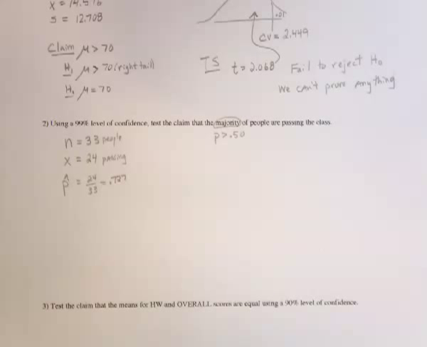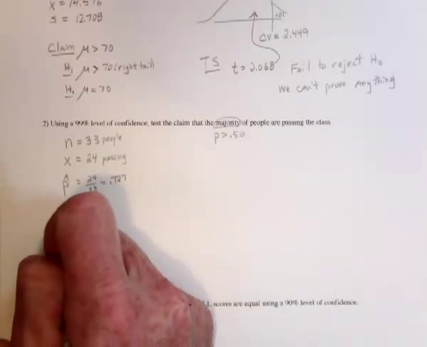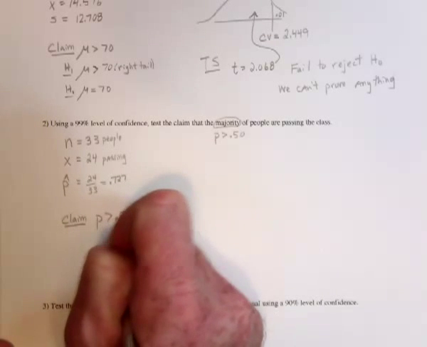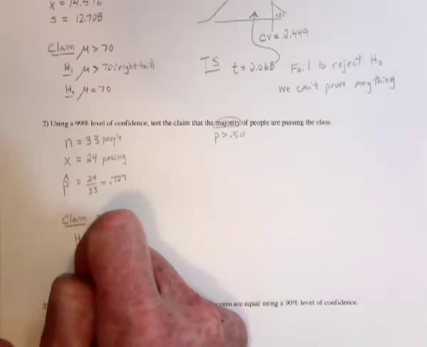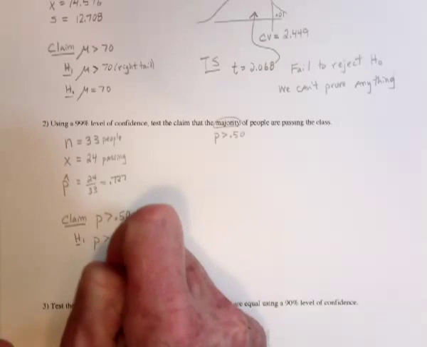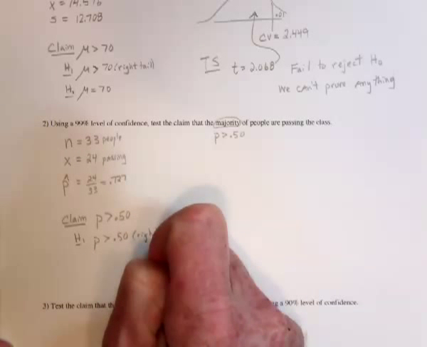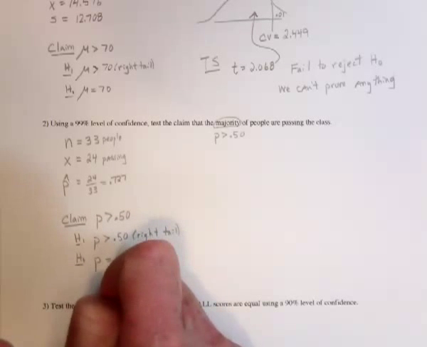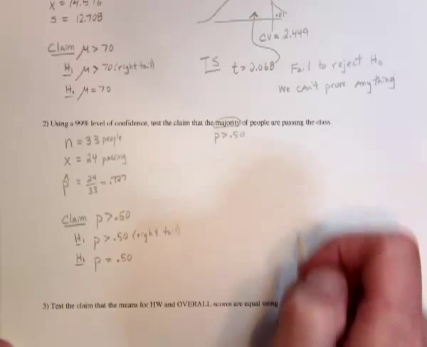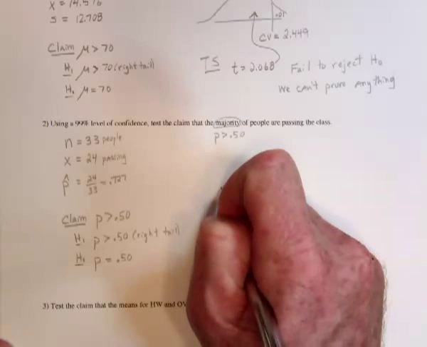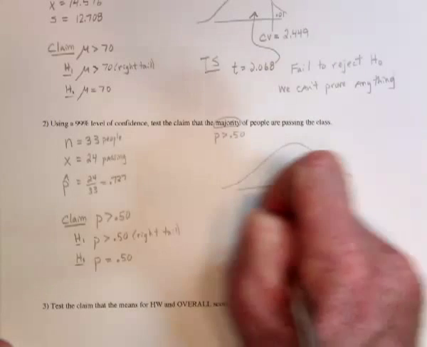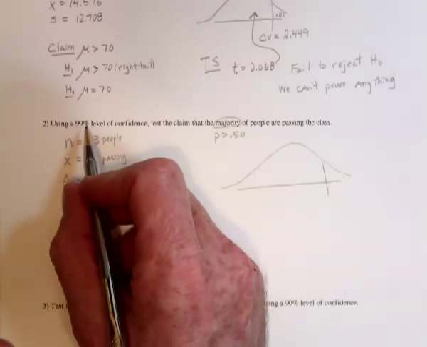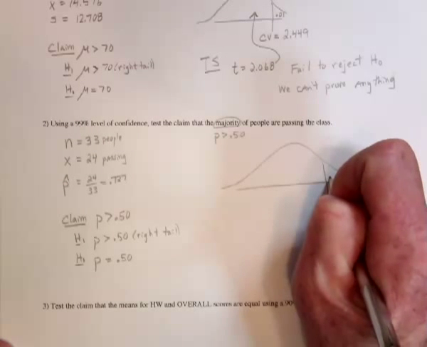Okay, then we go on to the claim. The claim is the majority, so the claim is that the percentage is over 50%. H1 happens to be pointed in the right direction, so right-tailed. And then H sub O, no matter what, has equals. And then we've got a normal distribution. This time it's same as last time, it's 99%, so that means this is 0.01.